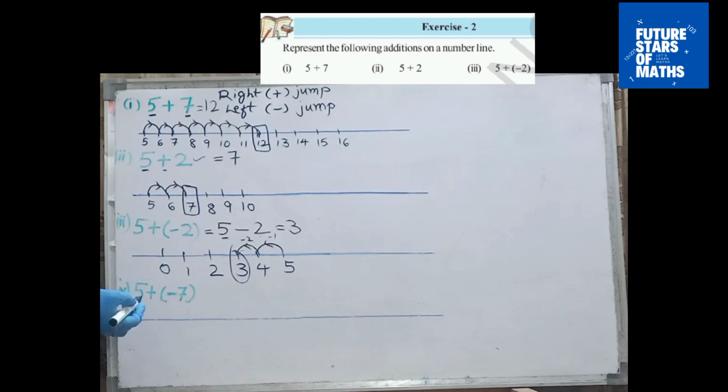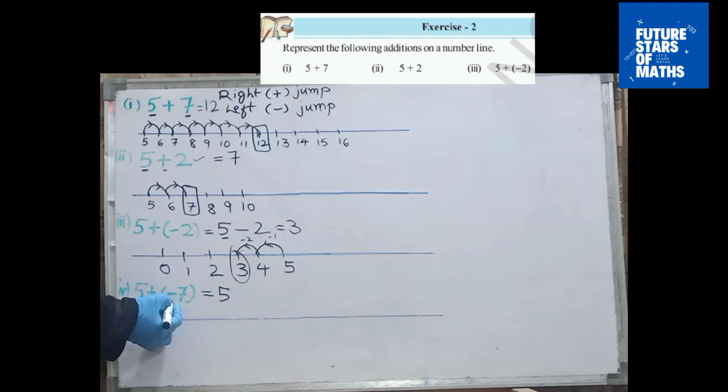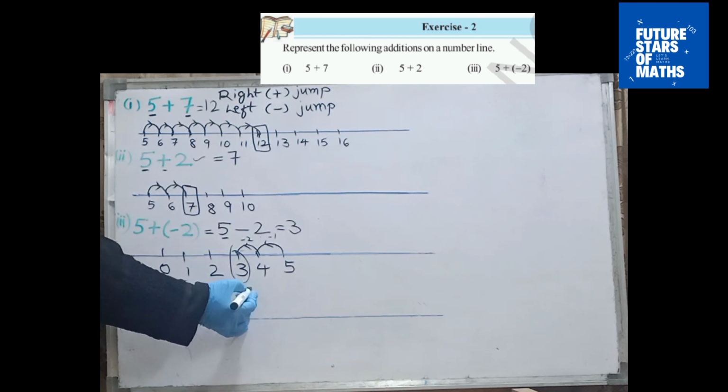Now the next question, again we have plus into minus. So I'll open the bracket first and then we'll do the sum. 5, plus into minus is minus. That is, two different signs are there, so we'll get minus here. Then 7.